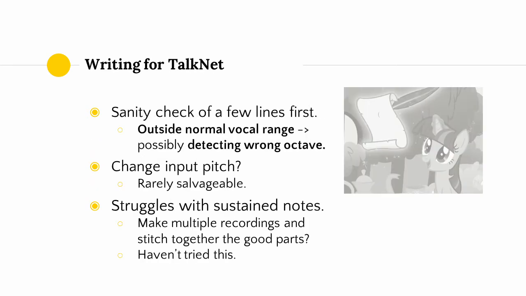When writing a melody, it can be helpful to do a sanity check by generating a few mock lines first. The reason that this is a good idea is that if your melody goes outside the vocal range that the model can handle, the AI can start detecting the wrong octave, which can result in weird things happening in the generated audio. If you do a mock-up and the AI starts generating in the wrong octave, that might be a sign that you need to go and change the melody.